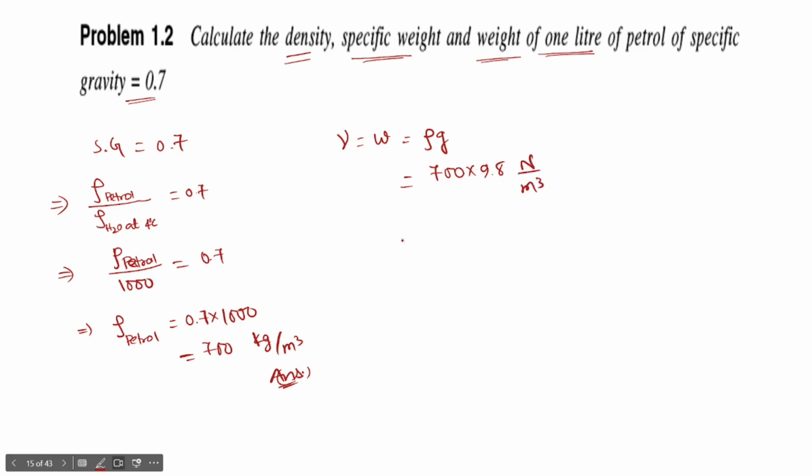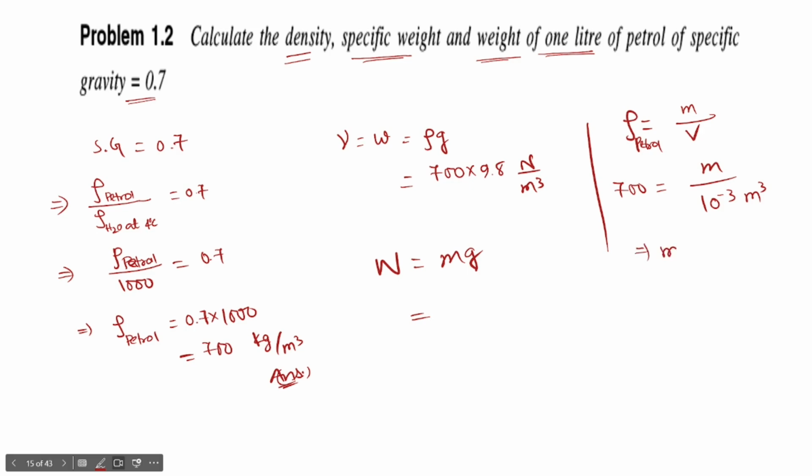Now you have to find the weight. Weight is nothing but m into g, right? How do you find the value of m? For m, you need to take the help of rho. Rho of petrol equals m divided by v. Here v is 1 liter, which means 10 raised to the power minus 3 meter cube, and the value of rho is 700. So you can very easily find m equal to 700 into 10 raised to the power minus 3 kg.